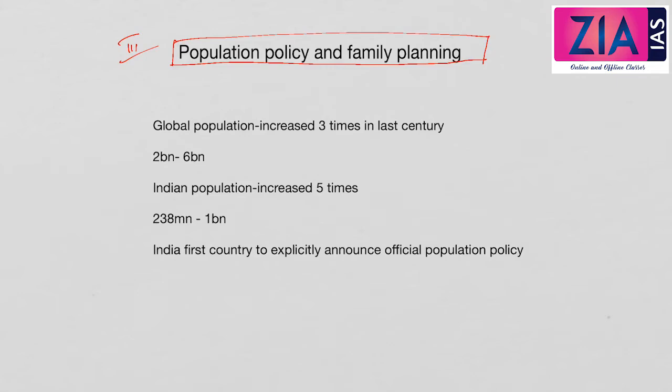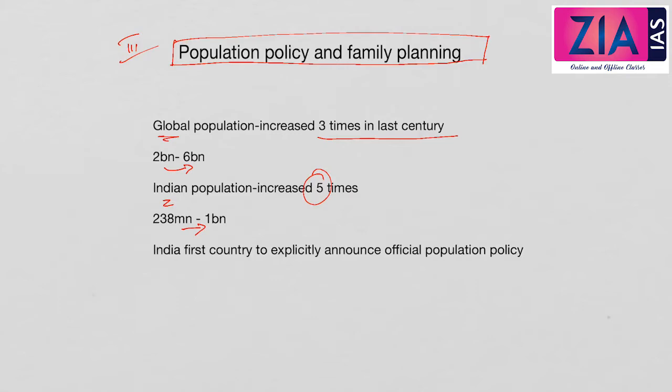We'll start by saying what the growth trend is globally and in India. Globally, population increased 3 times in the last century, from 2 billion to 6 billion, whereas the Indian population increased 5 times, from 238 million to 1 billion.